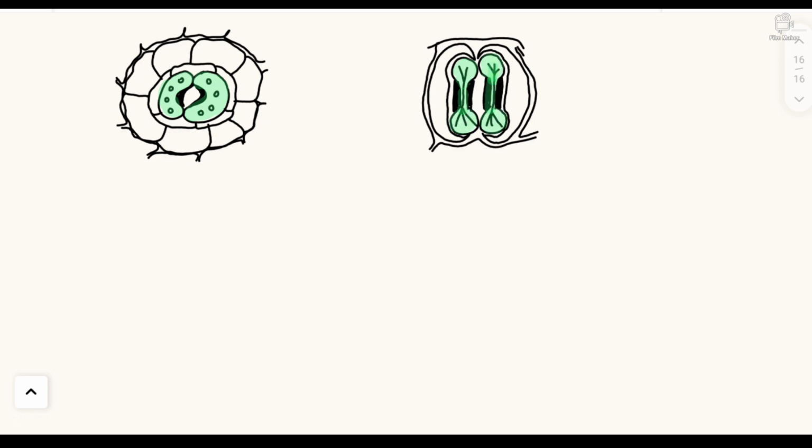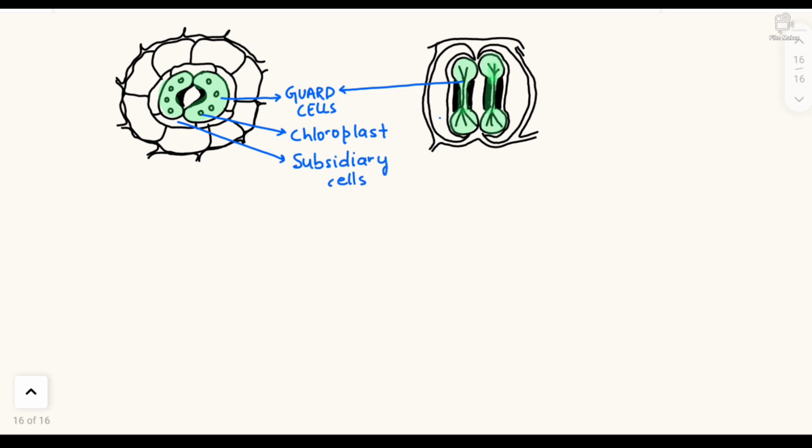So these are the diagrams of stomata in case of monocot and dicot plants. So first of all, these are guard cells, right? Both of them are guard cells. And secondly, they have chloroplast in both of them that can perform photosynthesis as well. Third, they have subsidiary cells that provide support. And now we have the inner thick wall in case of kidney shaped guard cells, and the thick walls on both sides in case of dumbbell shaped guard cells.